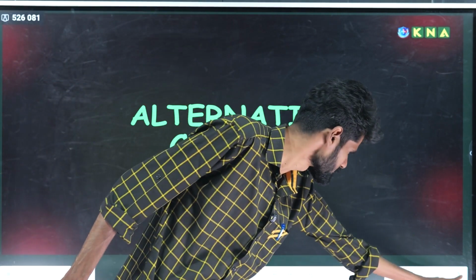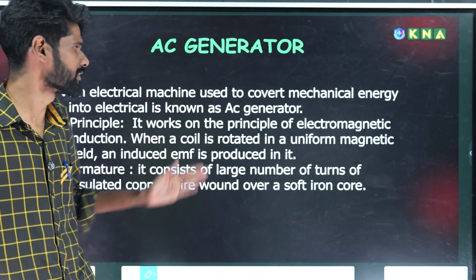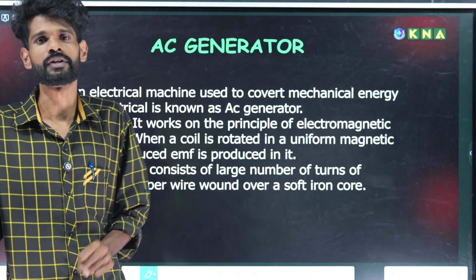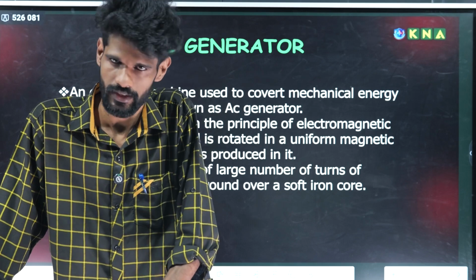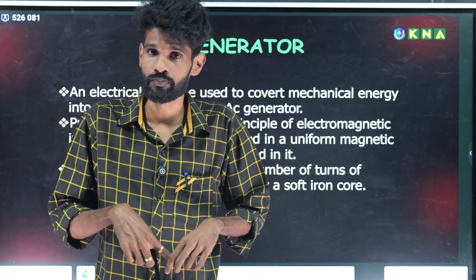Move on to the first topic, that is nothing but the AC generator. We know that it is a device that converts mechanical energy to electrical energy. It works on the principle of electromagnetic induction. That is, when a coil is rotated inside a magnetic field, an EMF is produced in it.